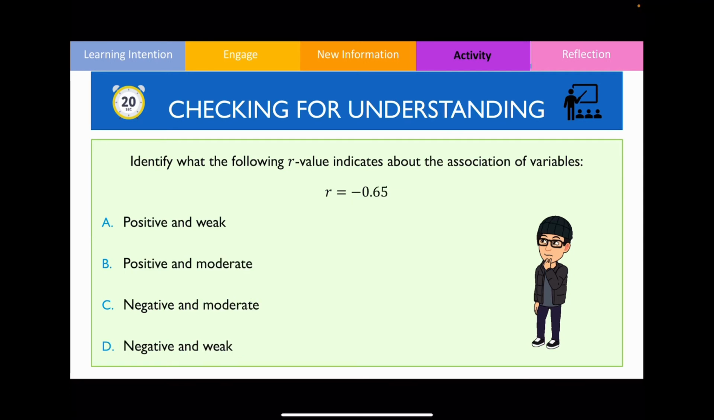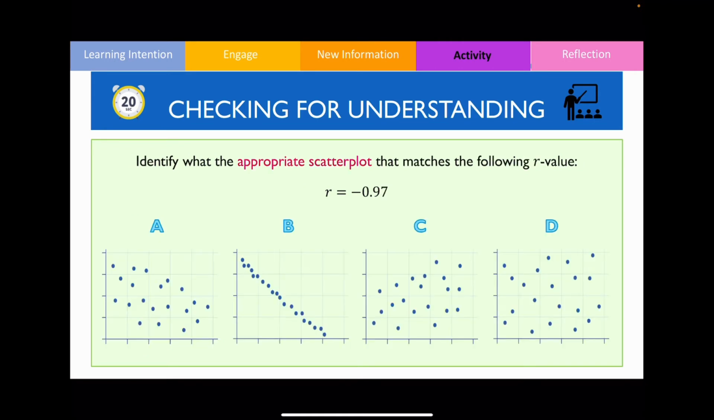Since it has a negative sign, I know that's going to be a negative relationship, and because this value lies between 0.5 and 0.75, I know that it's going to be moderate. So the correct answer is C, negative and moderate. In the next question, identify the appropriate scatter plot that matches the R value of -0.97. In this question, because the value is closer to -1, I know that it's going to be a strong negative correlation. So this is going to match up with scatter plot B.